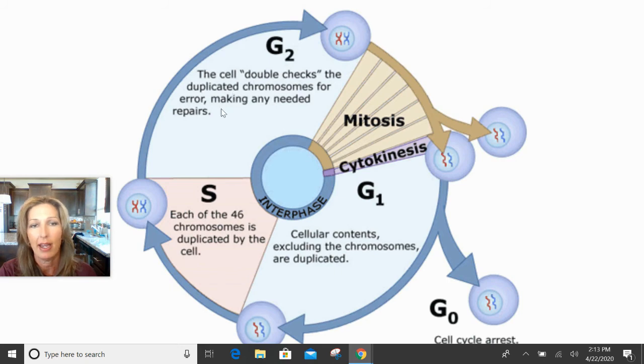We're also going to have a little extra cytoplasm and a little extra organelles, because when the cell divides, we're going to divide the nucleus through mitosis, and then we're going to divide the rest of the cytoplasm, all the organelles and cell contents, through cytokinesis.